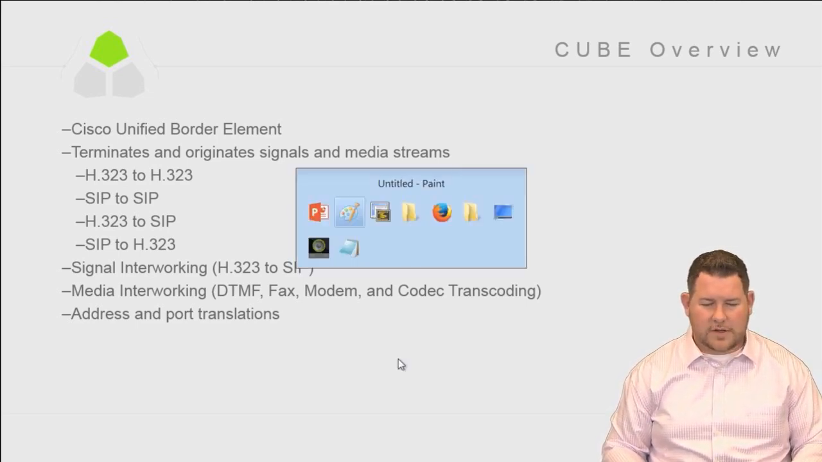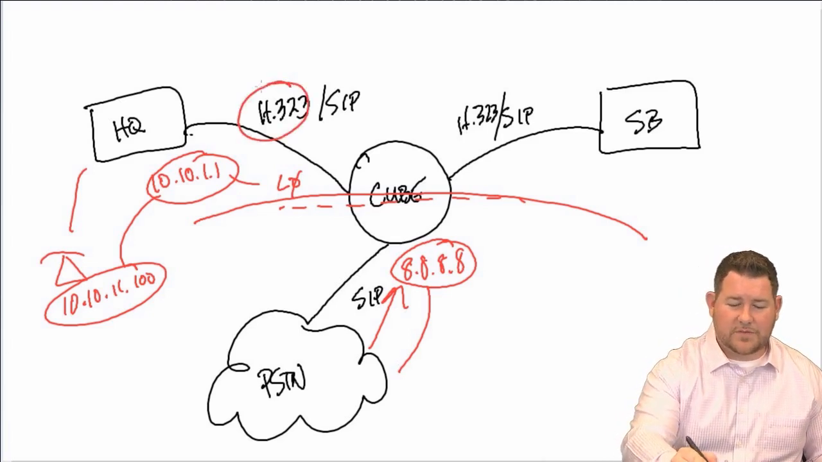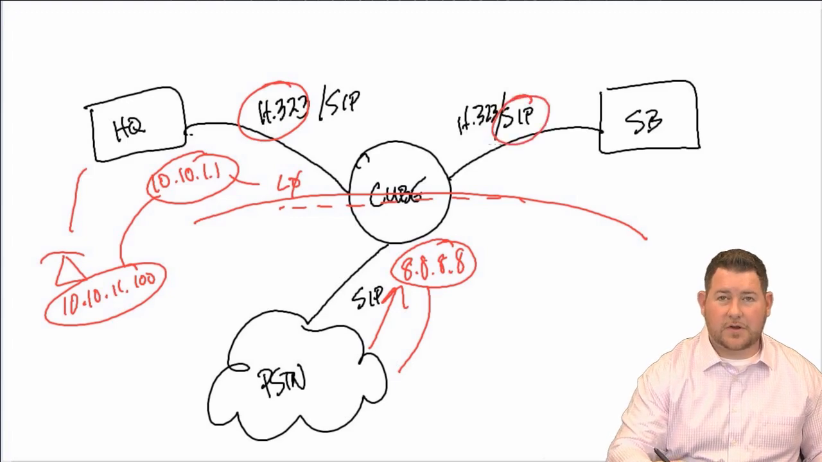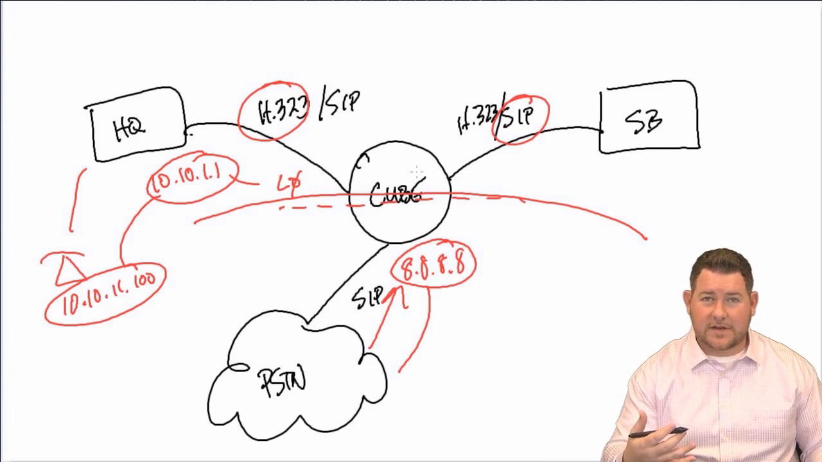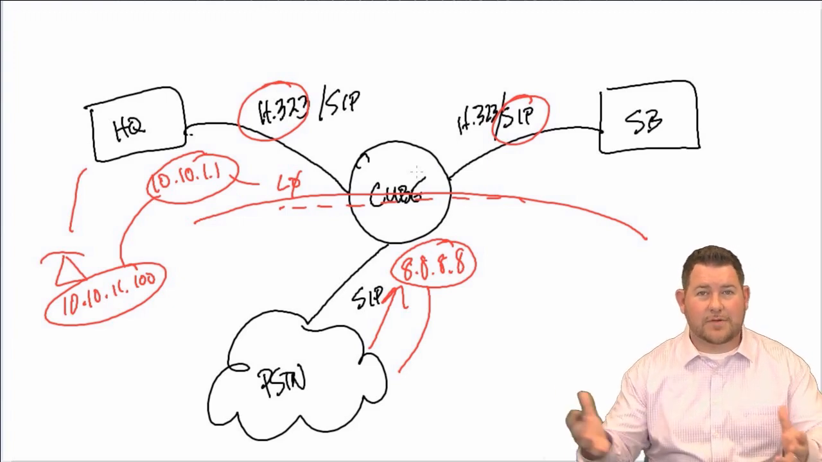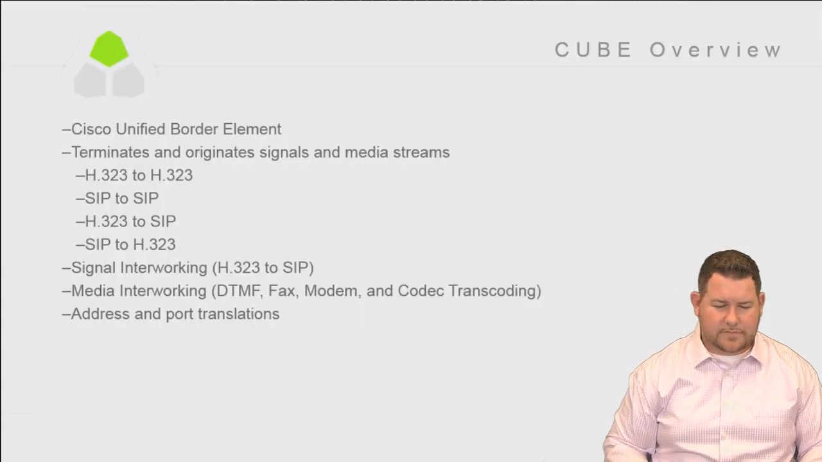If we go back to the drawing here, we talked about H.323 and SIP being supported. Well, we have H.323 here, and maybe this is a SIP trunk over here. Cube doesn't really care. It's going to take each of those signals in and terminate them and then regenerate that signal to the other device. So not a problem. Cube can take care of that. So that's signal interworking there.